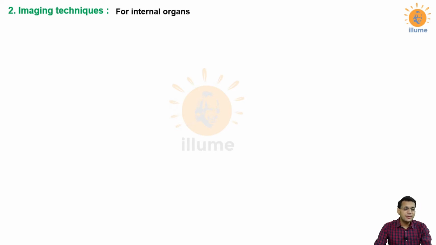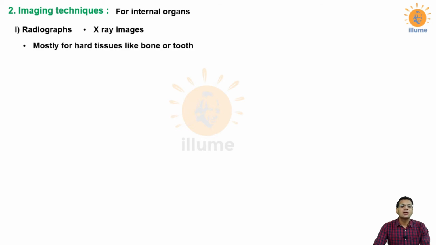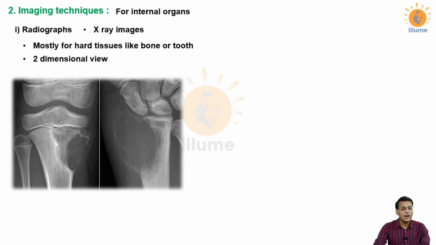Now I'll talk about imaging techniques in which we produce certain images. They are used to look at the internal organs, and the first one is radiographs. What are radiographs? In common language we call them x-rays. An x-ray image of any tissue is called a radiograph, and this is very important for hard tissues. Soft tissues don't give a good picture in radiographs, so it is mostly used for hard tissues like bone or a tooth, and a simple radiograph gives us a two-dimensional view.